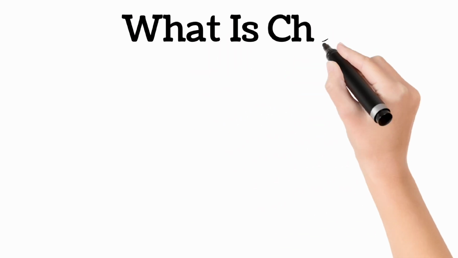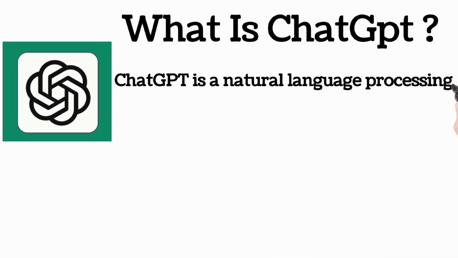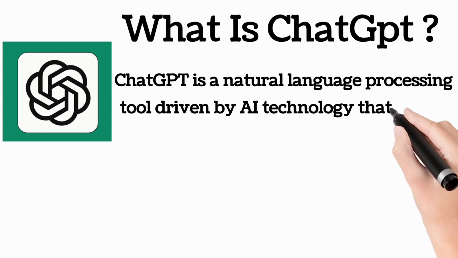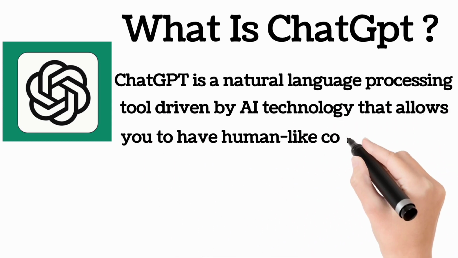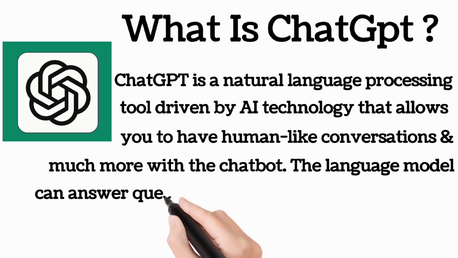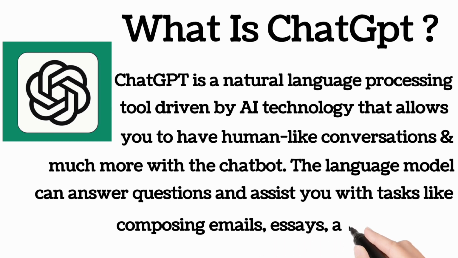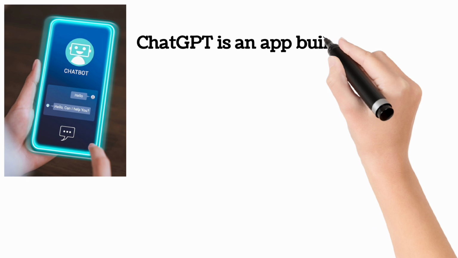What is ChatGPT? ChatGPT is a natural language processing tool, driven by AI technology, that allows you to have human-like conversations and much more with the chatbot. The language model can answer questions and assist you with tasks like composing emails, essays, and code. ChatGPT is an app built by OpenAI.